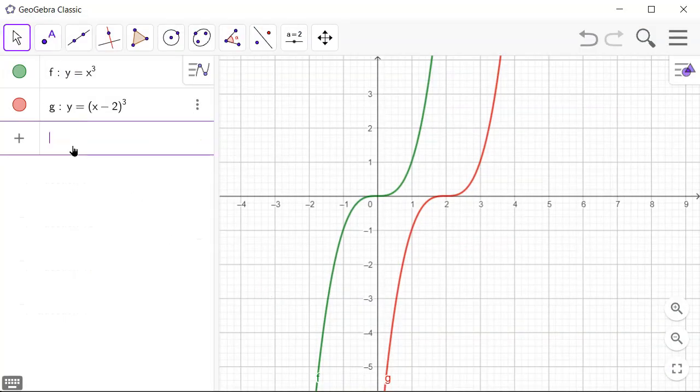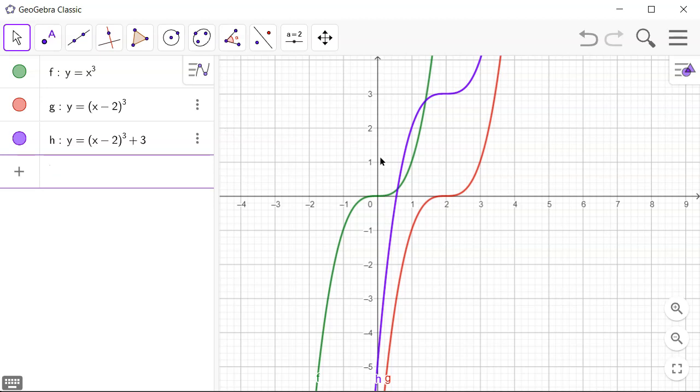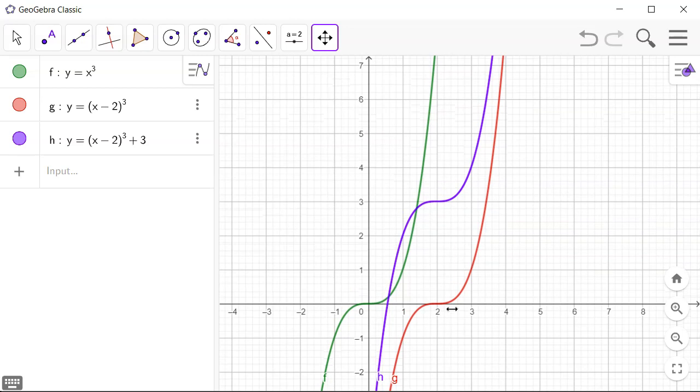To do that, we take this function. I already shifted it 2 units there, and then all we have to do to shift up by 3 units is add 3 at the end. If you hit that, you can see that the picture is shifted up by 3 units. The green one is the original, then shifted 2 units to the right, and then shifted up 3 units. So this would be the equation.